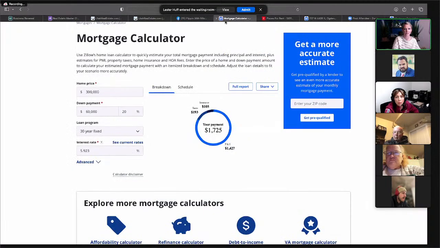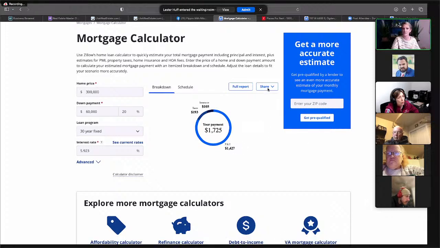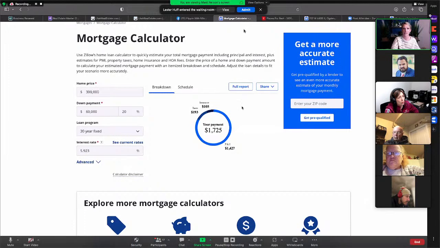Nice. Okay. So 14, right now. 1725. Okay. So you are going to subtract 10% of that. So that's not very much. It's about, say, $170. We'll let Lester Huff in.